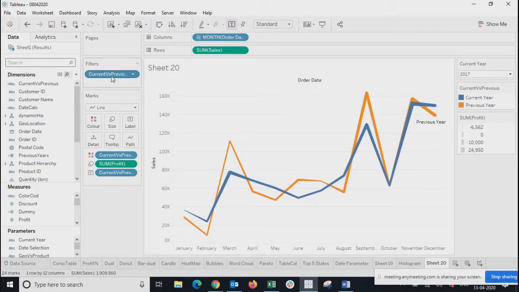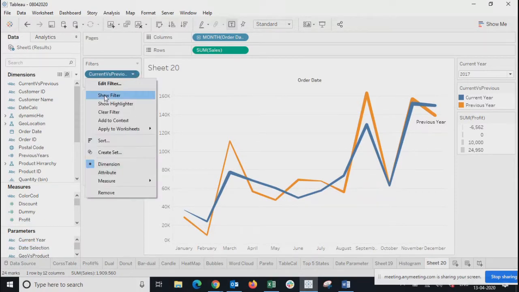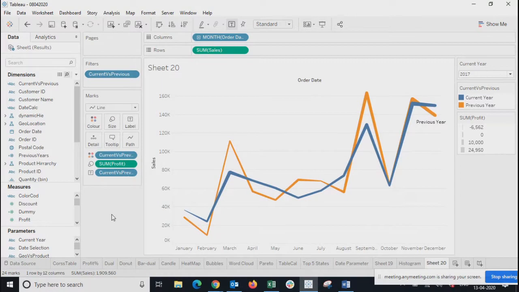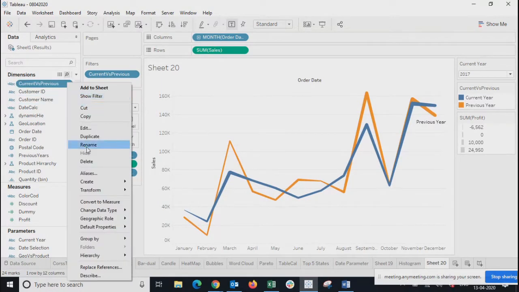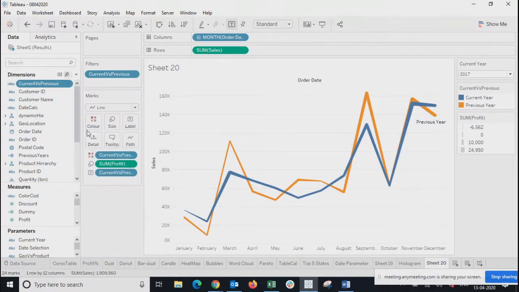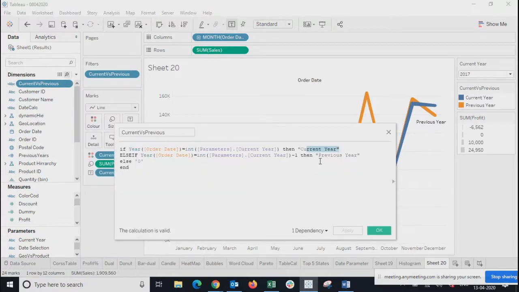Right, I'm using only one field now. So one parameter and one field. Are you getting it? We just created one parameter here and one calculated field, which is telling whether it is current or previous, because this calculated field automatically returns 3 values: one as current year, one as previous year, and 0.